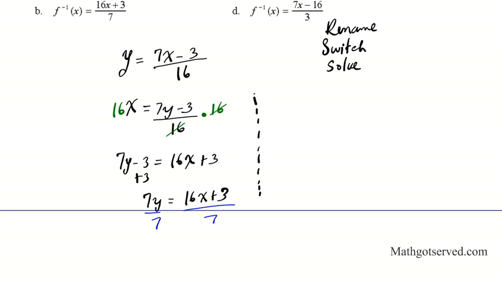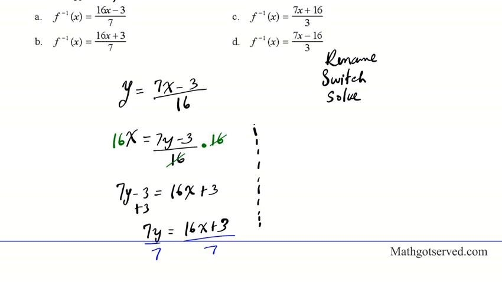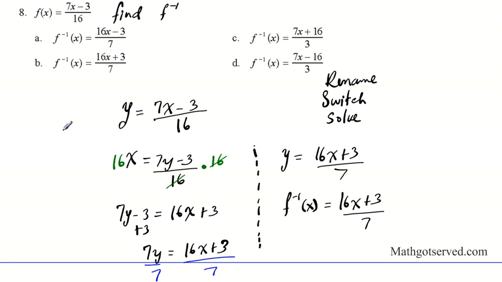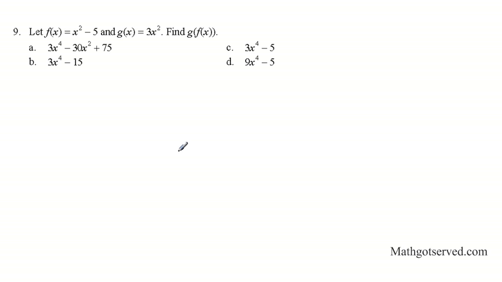So if I divide both sides by 7, I'm going to have y equals (16x plus 3) over 7. This is also known as the inverse. So f to the -1 of x equals (16x plus 3) over 7. So that's the inverse. So the answer to number 8 is option letter B. Okay. Moving along to question 9.